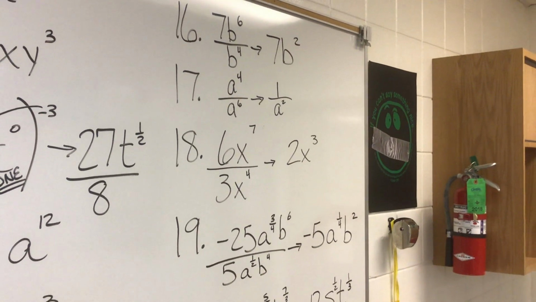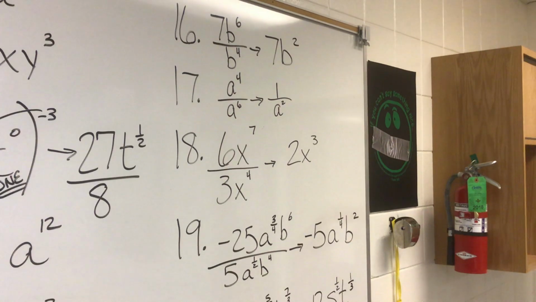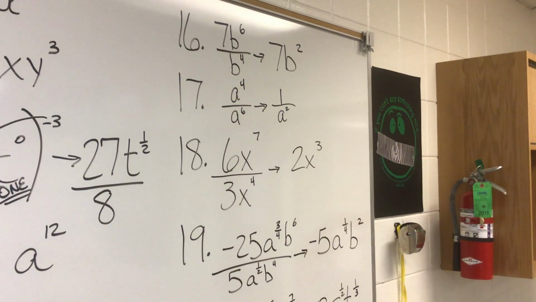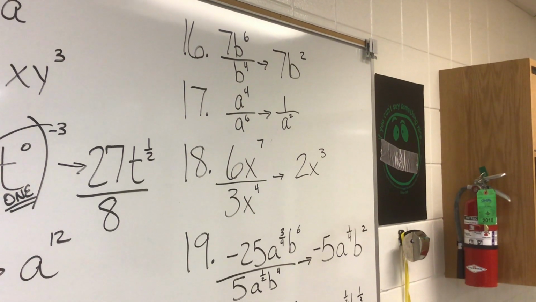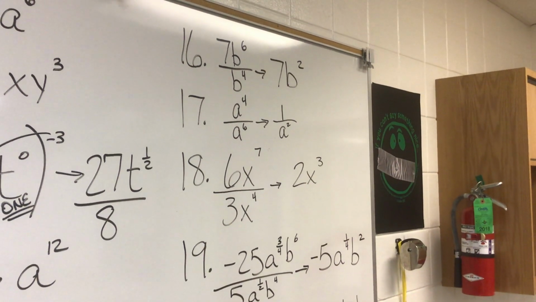For 17, I've got 4 a's up top multiplied by each other. I've got 6 a's multiplied by each other on the bottom. Once I reduce, I'm left with 2 on the bottom. And I put that 1 up in the numerator to show that that a squared is in the denominator.